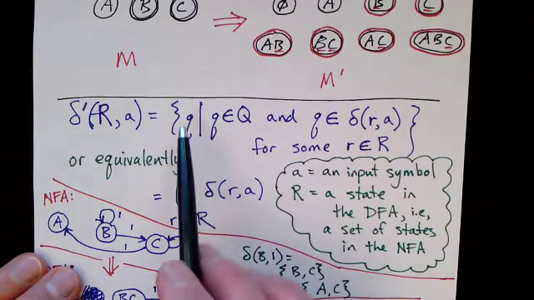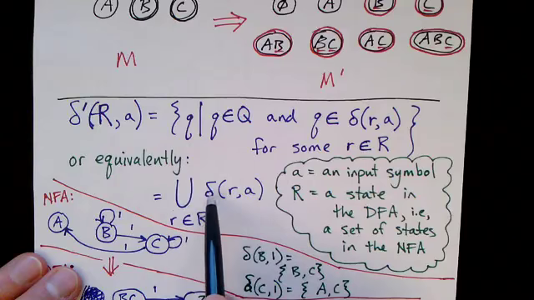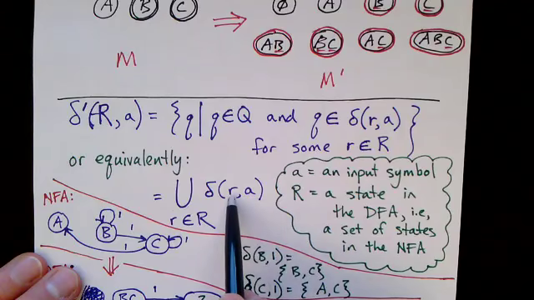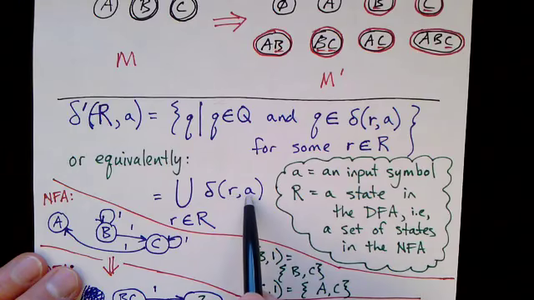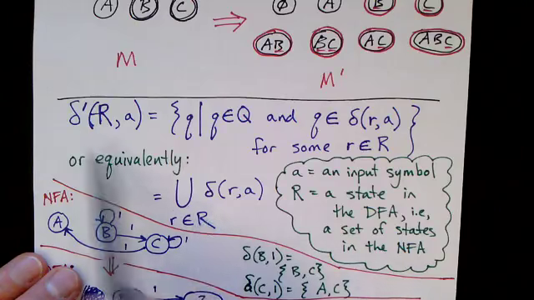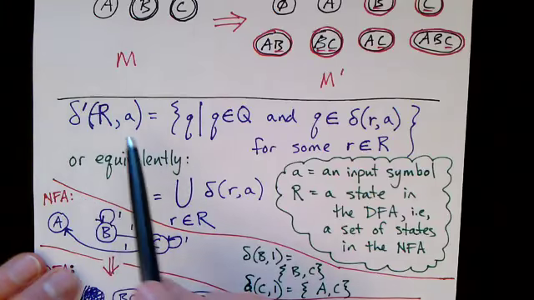And we could say it this way as well. We look at our non-deterministic machine that we're given, and we say, where can we go on an r, little r, from one state on an input symbol A? Take the union of all those places for all possible states in big R, and that union is where we can get to in the deterministic machine we're building.